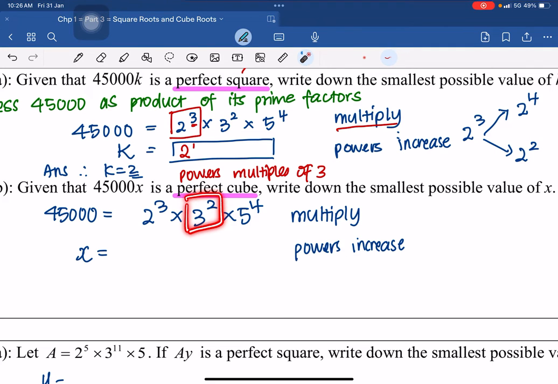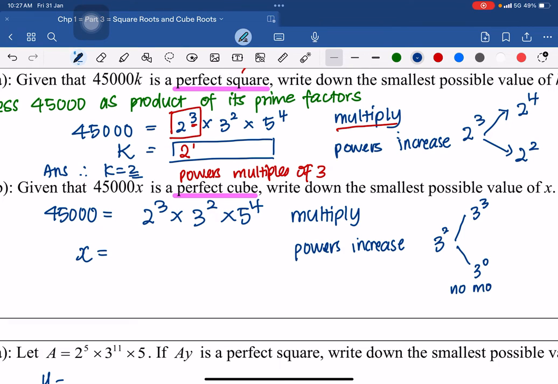Next one, I have 3 squared. This is not a perfect cube, the power is not a multiple of 3. So what am I going to do? Am I going to increase the power to make it become 3 cubed? Remember, multiples of 3: 3, 6, 9. Or I'm going to totally make 3 squared disappear. No 3 squared, no more 3. Make it totally disappear, just no more 3 at all.